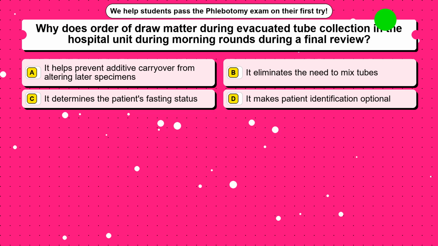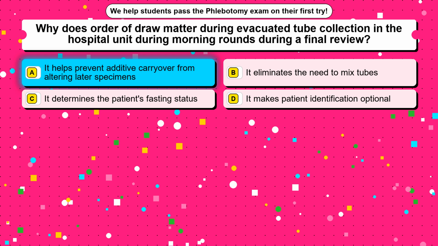Question 17. Why does order of draw matter during evacuated tube collection in the hospital unit during morning rounds during a final review? Option A. It helps prevent additive carryover from altering later specimens. Option B. It eliminates the need to mix tubes. Option C. It determines the patient's fasting status. Option D. It makes patient identification optional.